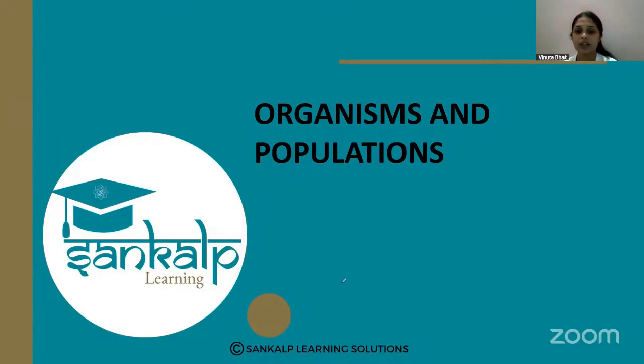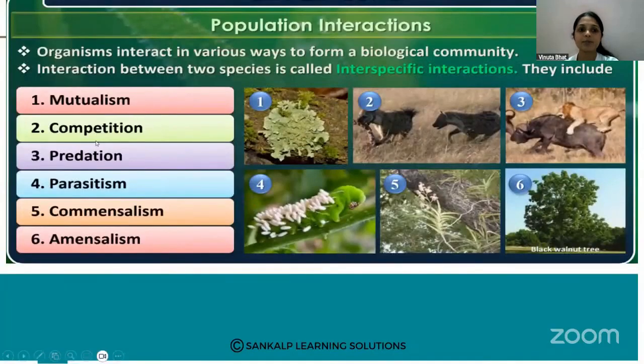Okay, so what are the types of population interaction that we mentioned in the last class? That is mutualism, competition, predation, parasitism, commensalism and amensalism. So these are the different types of population interaction. In this class we are going to study all these interactions in detail.